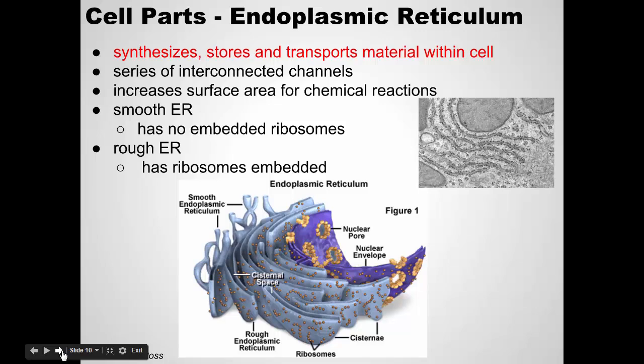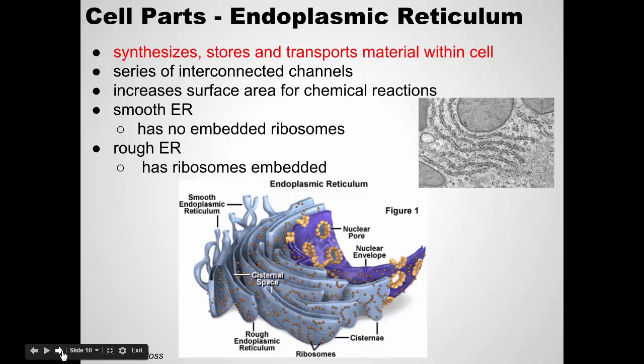And what you see when you look at the ER is that it is generally close to the nucleus. There's a series of windy passageways called the cisternae. This windy area provides a large amount of surface area for various chemical reactions to take place. Also, there are two types of ER, rough ER and smooth ER.